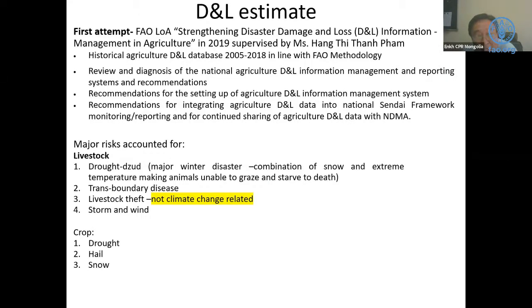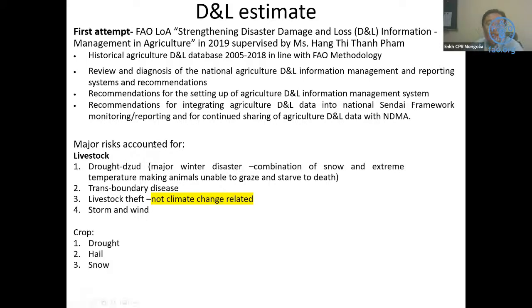In 2019, it was the first attempt to estimate damage and loss in agriculture. It was actually an FAO project, strengthening disaster damage and loss information management in agriculture, supervised by Ms. Hanh Van Pham.